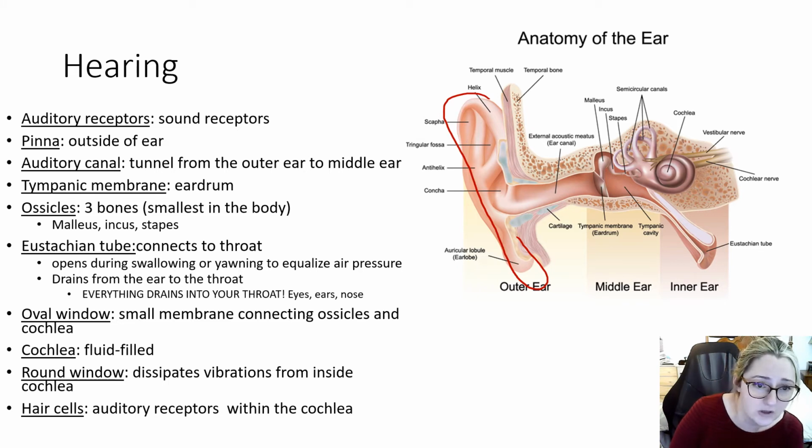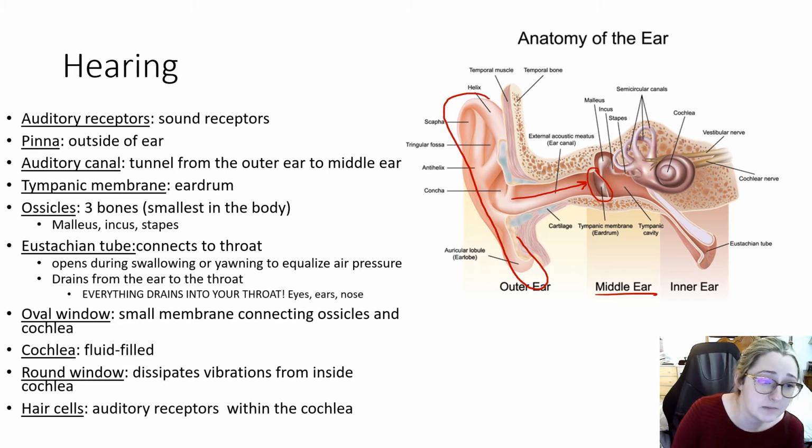You have the auditory acoustic meatus or auditory canal, and it's going to be this structure here. This is the part of your ear that you stick a Q-tip into. Of course, you don't want to go too far because then you will start to enter the middle ear and you could potentially hit the tympanic membrane or the eardrum.